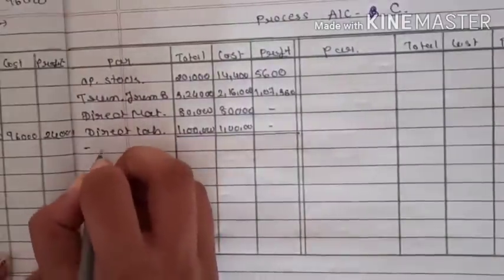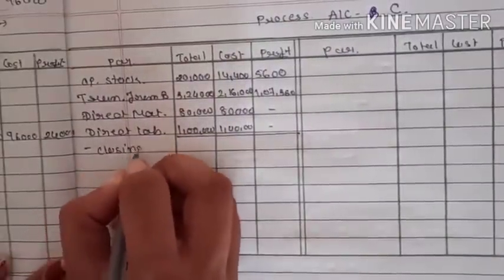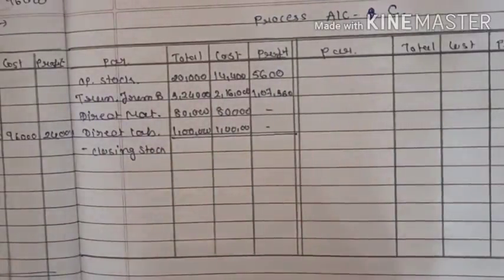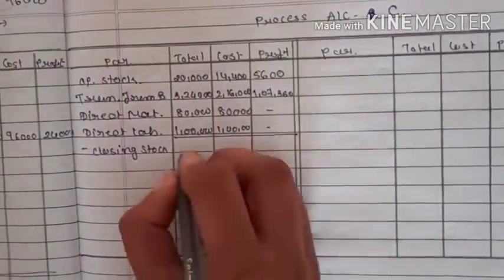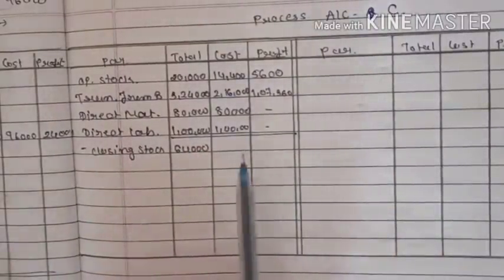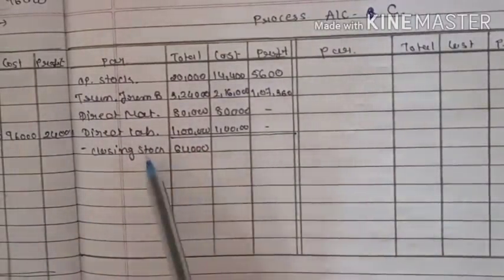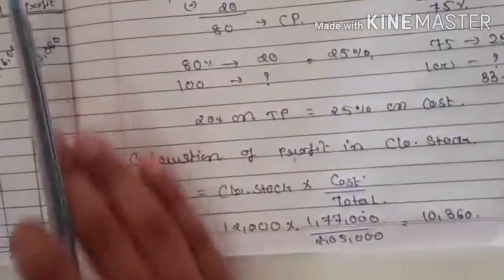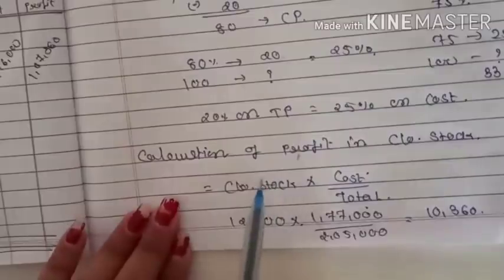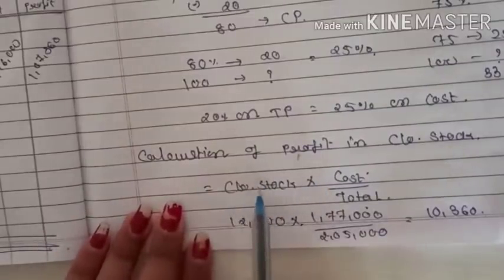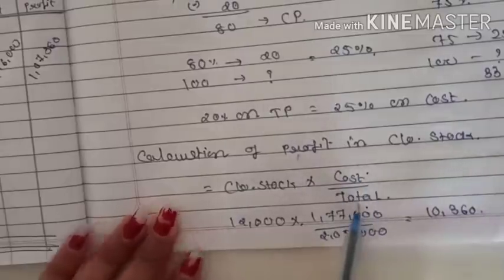Minus closing stock. Closing stock is given 64,000. Again we have to find out the cost price and profit in the closing stock, with the help of the formula: closing stock into cost divided by total.